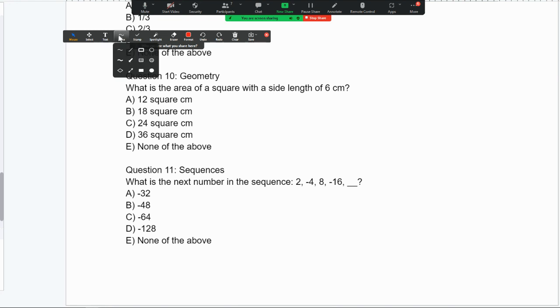All right, let's go to question 10. Geometry. What is the area of a square with side length 6 centimeters? Area is equal to length times width, or 6 times 6. So that's 36 centimeters squared. Pretty simple, right?